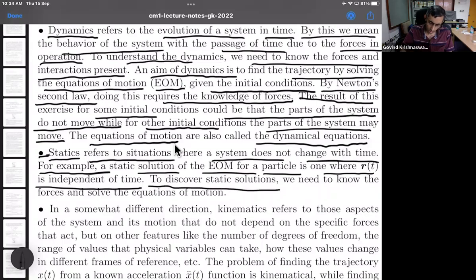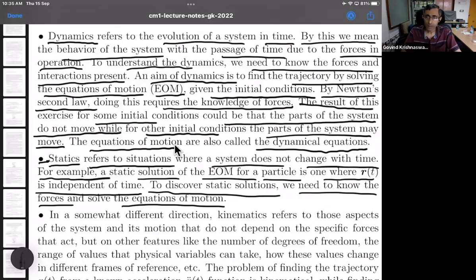To discover a static solution or several static solutions, we need to know the forces and solve the equations of motion. So static solutions are just a very special class of solutions, maybe ones that are a bit simple or the ones we first look at sometimes. But to find them, you still need to know the forces. You need to solve the equations of motion to find static solutions. Okay. So on the other hand, there is another concept called kinematics.